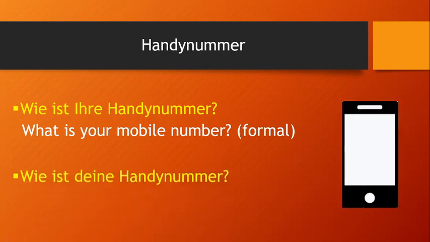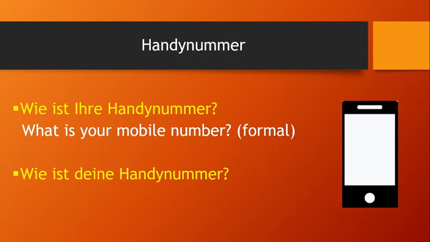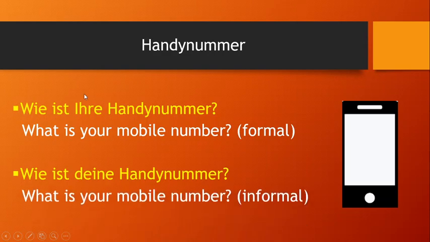And in case of informal, we would say, Wie ist deine Handynummer? Right? So in case of formal, it's Ihre, and informal, it's deine. And again, this means, what is your mobile number? So formal, wie ist Ihre Handynummer? Informal, wie ist deine Handynummer?